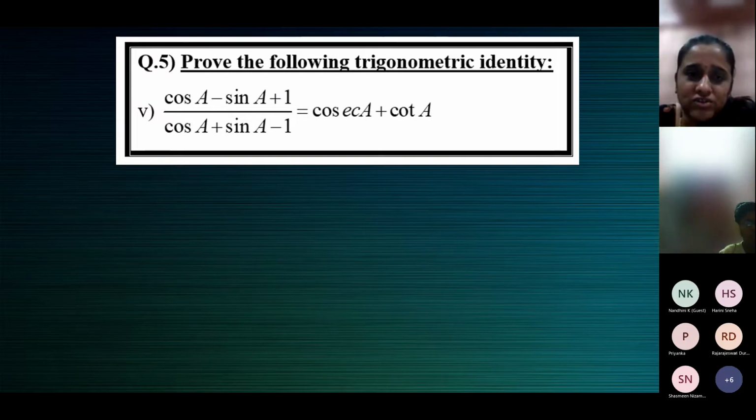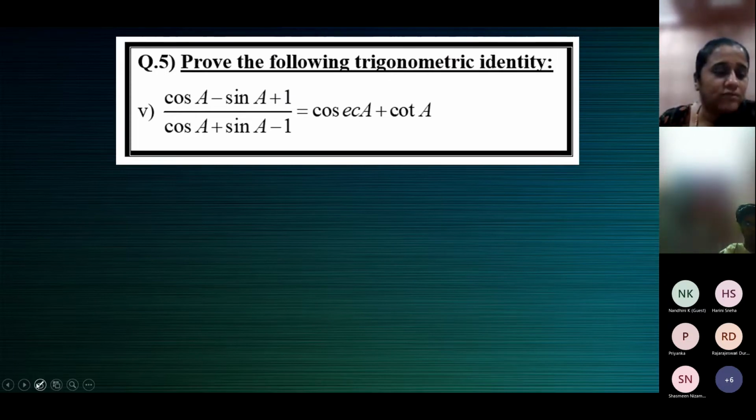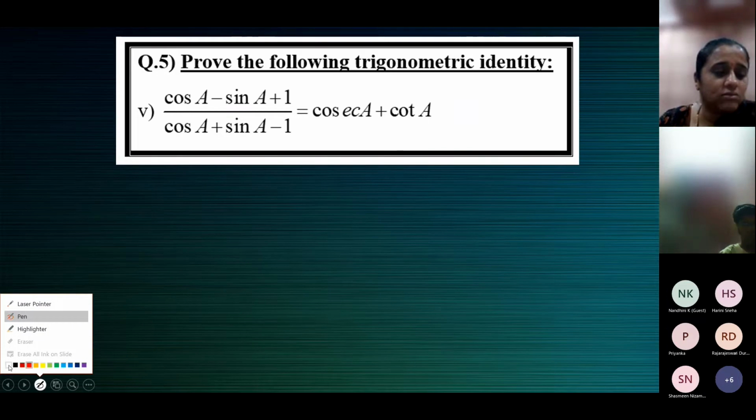When in the identity, one side of it, that is the LHS or the RHS, is made up of cos A, sin A, and 1 in both the numerator and denominator, you will have to start by dividing both the numerator and denominator by either sine A or cos A. Now you will have to decide by what to divide. So let's decide now.